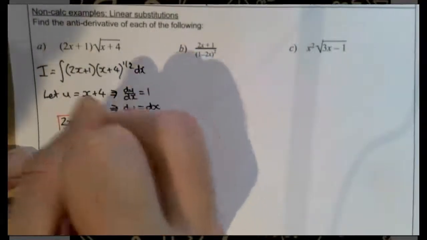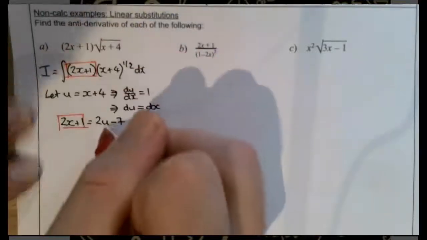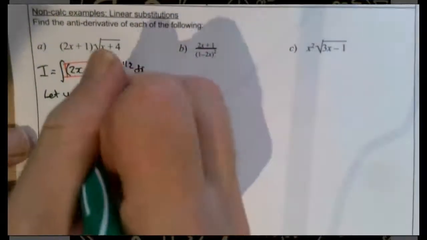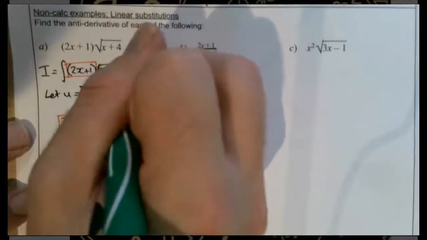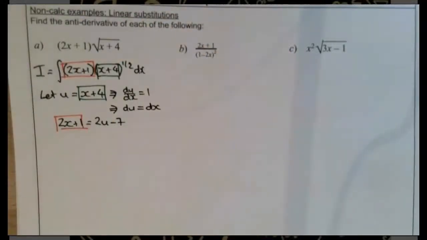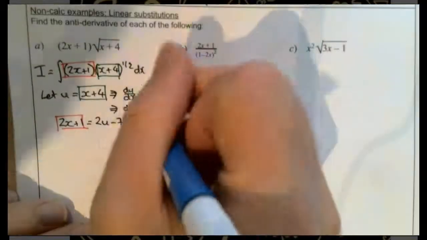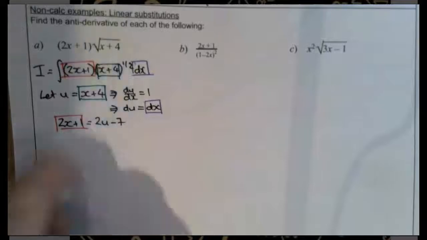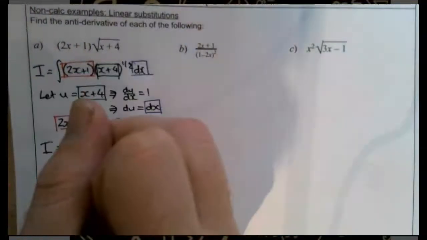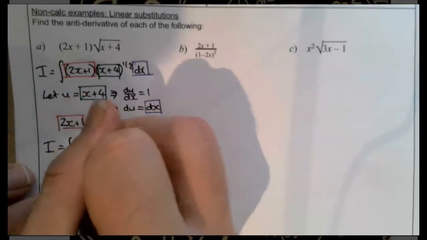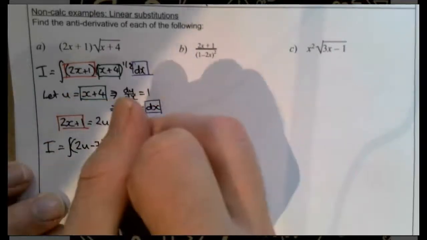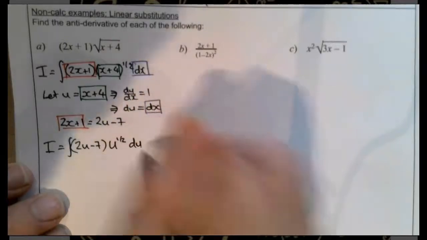So 2x plus 1 I can change to the u form. This bit, x plus 4, I can change to the u form, and the dx I can change to the u form. So for all the pieces, I can change them in terms of u, which means my integral is now going to be 2u minus 7 times u to the power a half times du.